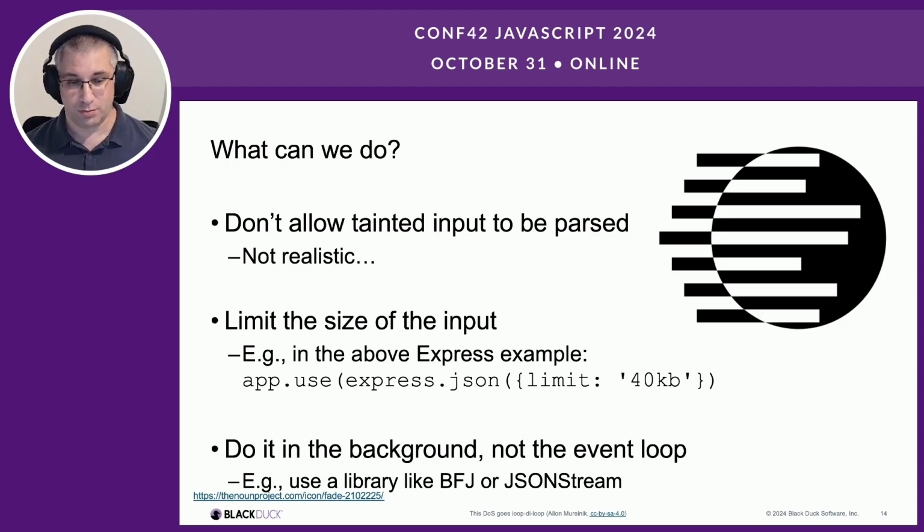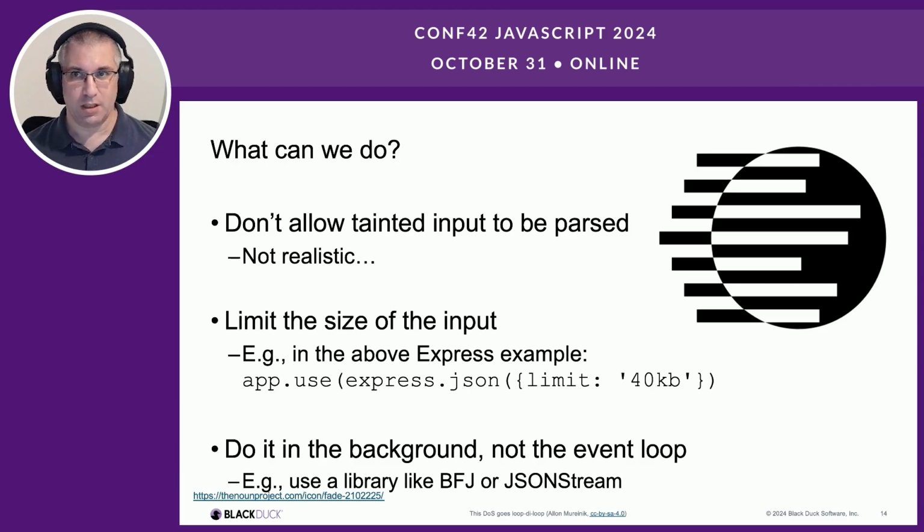Now, just to hammer this home again, this is not necessarily fast. Using BFJ, for argument's sake, is explicitly slower than using JSON.parse. They even say so themselves in the documentation. But speed isn't really the point here. We don't care if this parsing takes a bit longer, as long as it's done in a worker thread and does not prevent us from accepting or serving the next request that comes in.